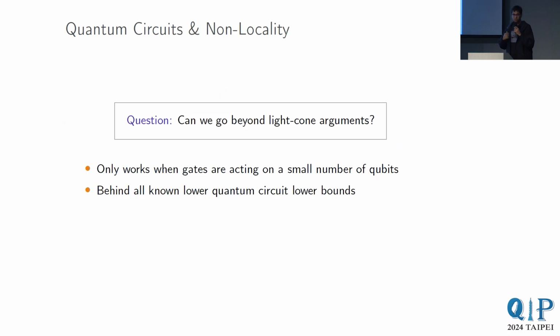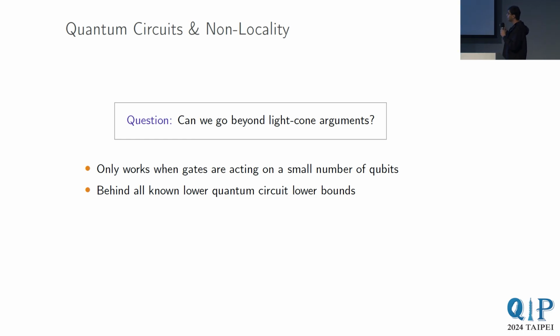circuits. And so the question that we started with when we started this project was whether we can actually go beyond light cone arguments, right? So the light cone argument only works when the gates are local, when they're acting on like 2 or 3 or like some bounded number of qubits, and it's behind all known quantum circuit lower bounds.